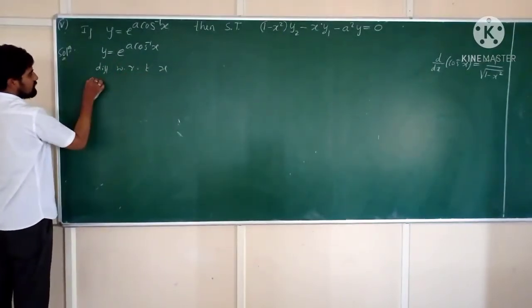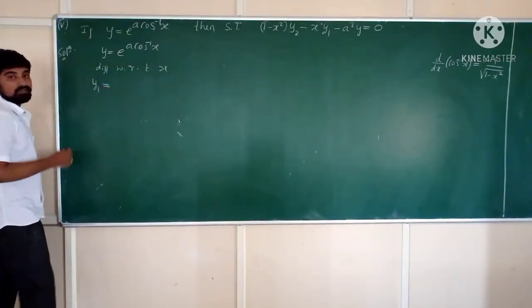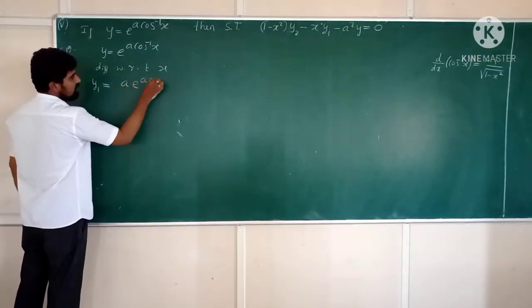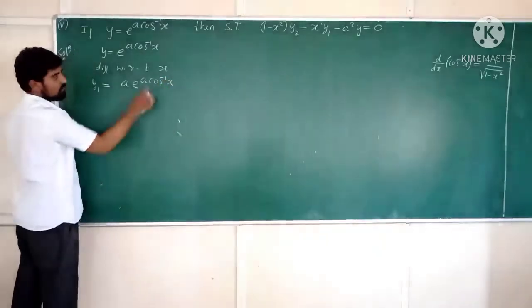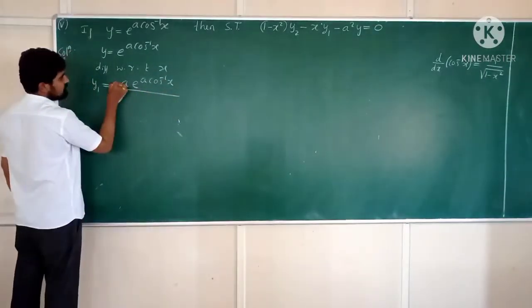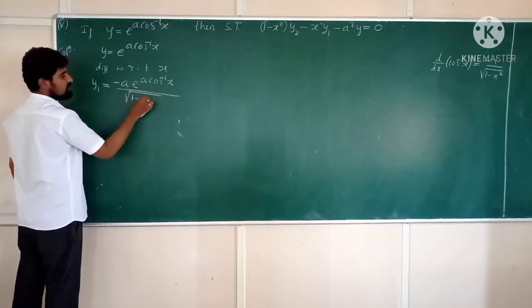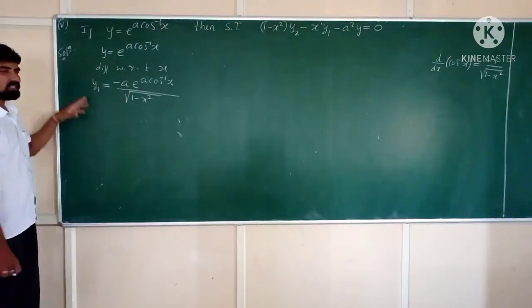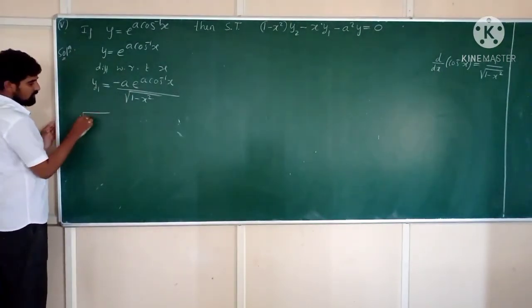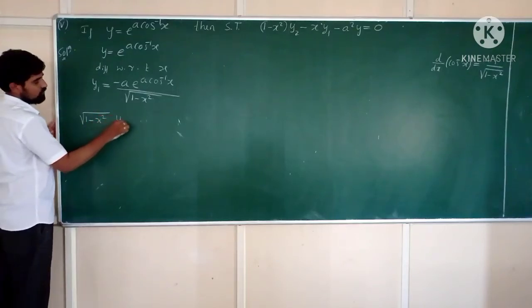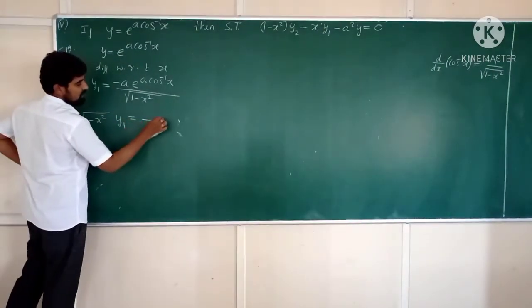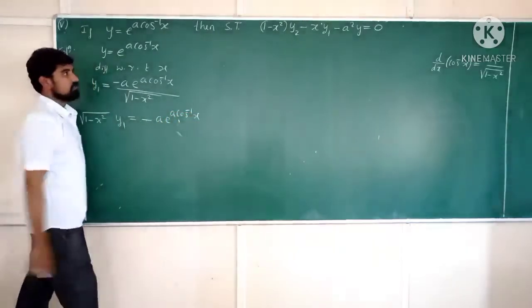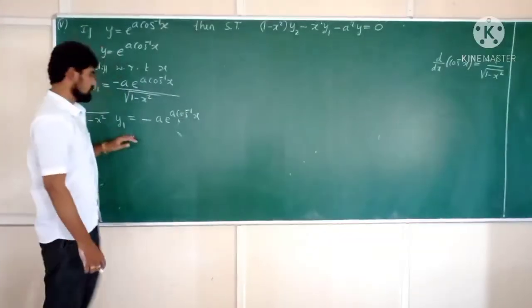Derivative of y with respect to x is y1. Then derivative of e power a cos inverse x is a into e power a cos inverse x. Then derivative of cos inverse x is minus 1 divided by square root of 1 minus x square. Now shift this square root of 1 minus x square towards the left hand side. It becomes square root of 1 minus x square into y1 is equals to minus a into e power a cos inverse x. Now for the second derivative, we need to differentiate again.